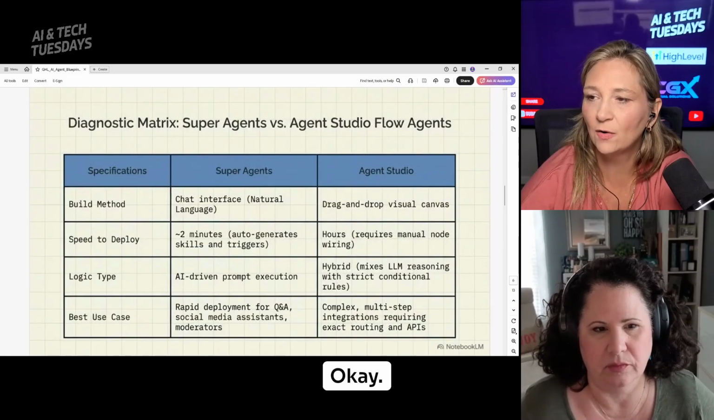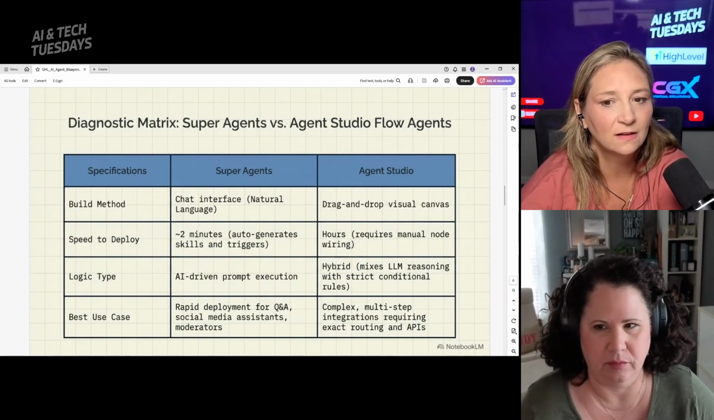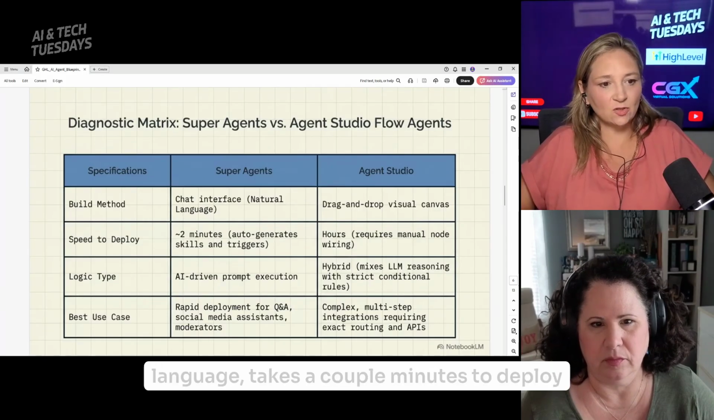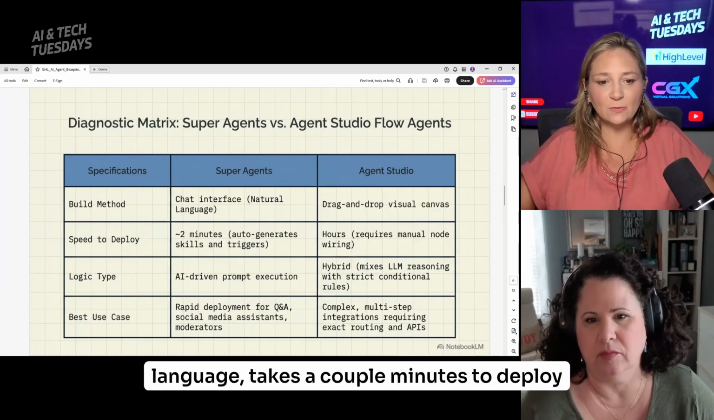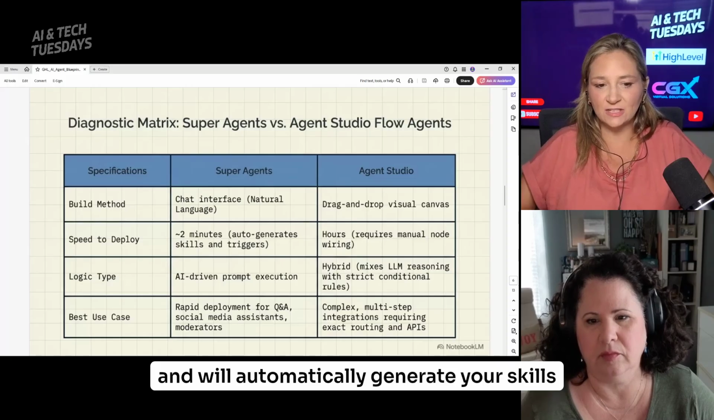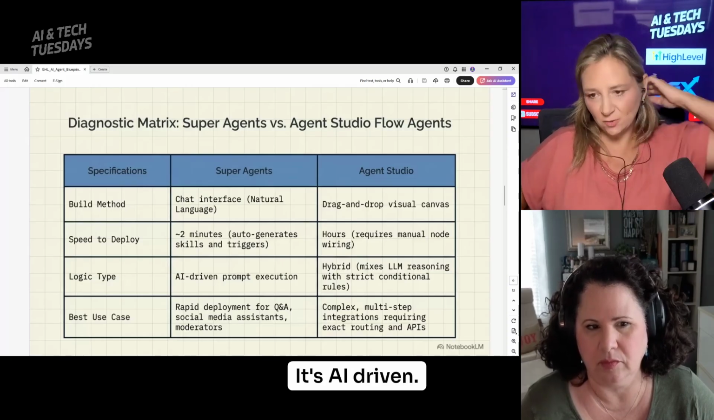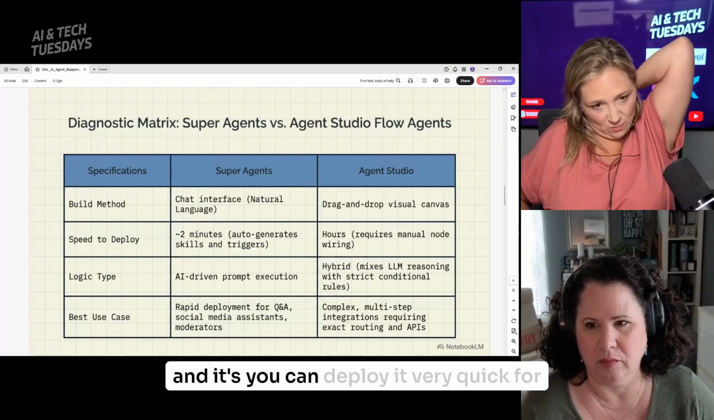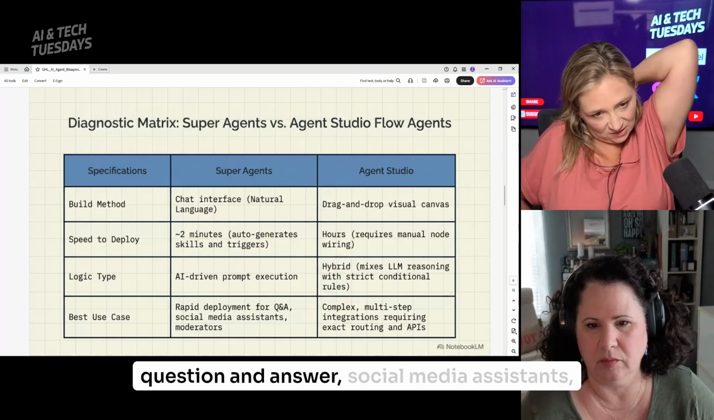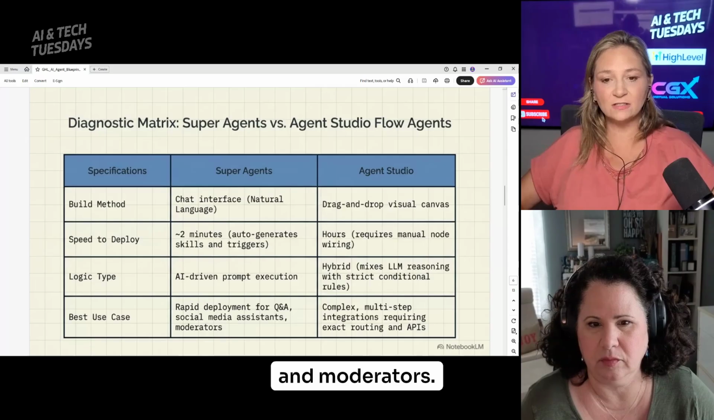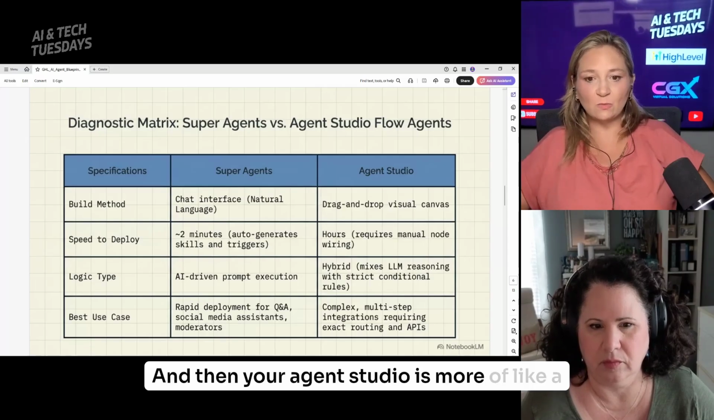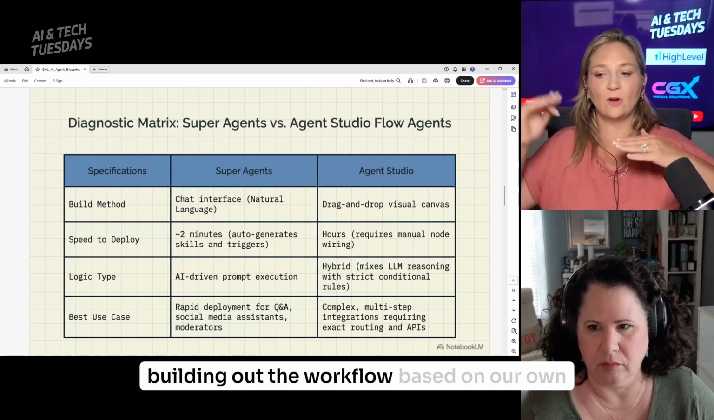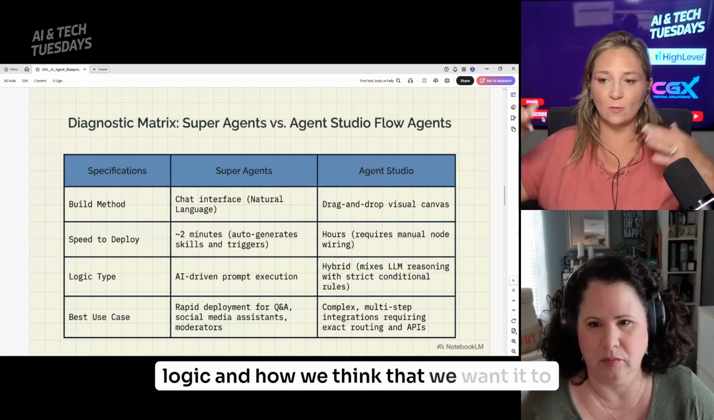Next slide. Okay, here we go. On our super agents, it's just natural language, takes a couple minutes to deploy and will automatically generate your skills and triggers. It's AI driven. And you can deploy it very quickly for question and answer, social media assistants, and moderators. And then your agent studio is more of a drag and drop visual canvas where we're building out the workflow based on our own logic and how we think we want it to operate.